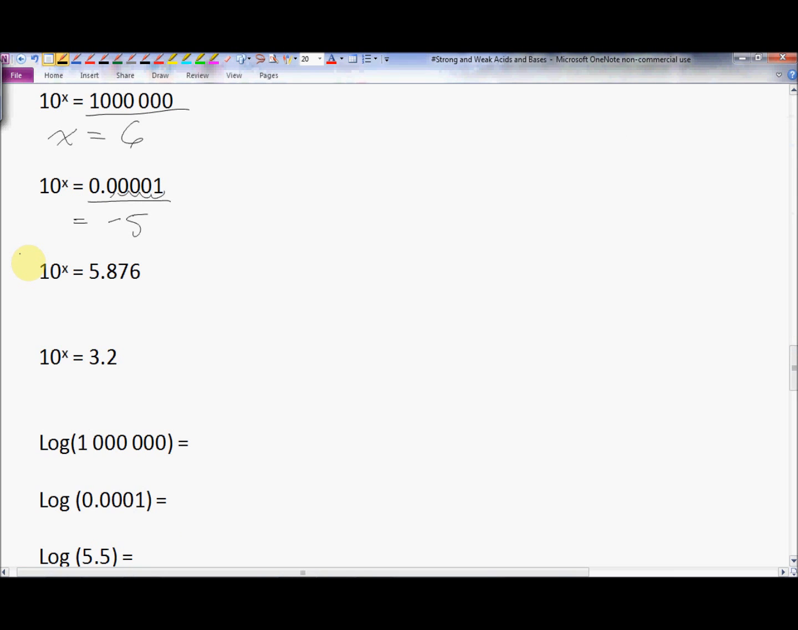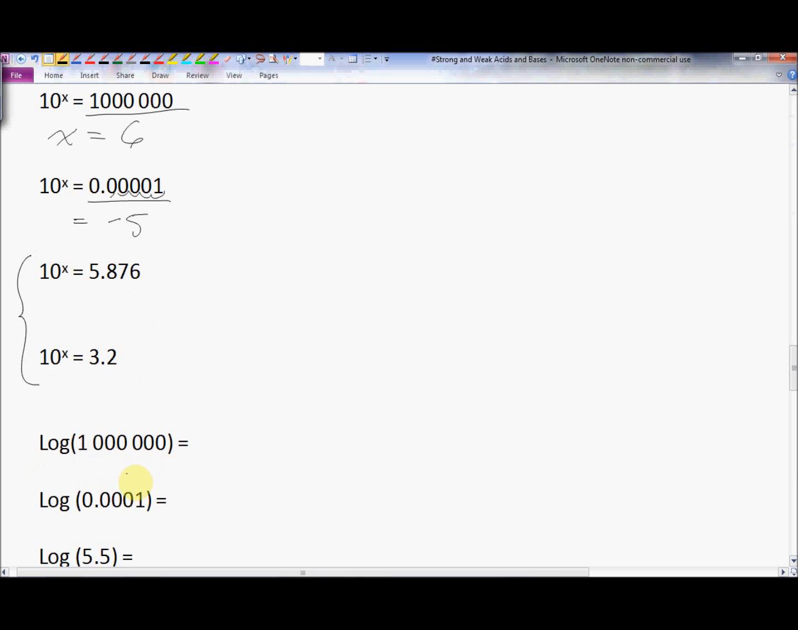Now let's consider 10 to the x is equal to 5.876. That's a little tougher. 10 to the x is equal to 3.2. I think we're going to need a special kind of function in order to solve those. Let's skip ahead here and see what this log thing is about.